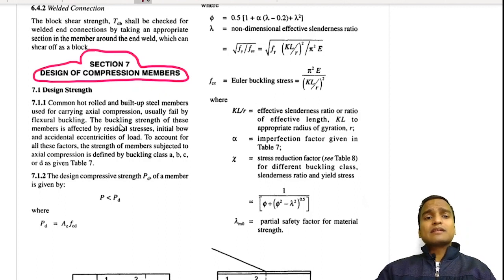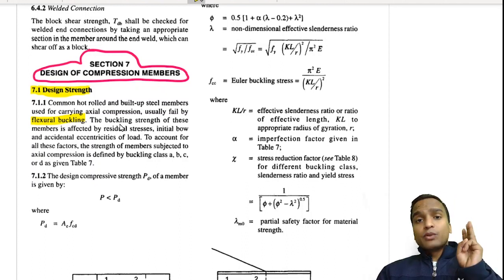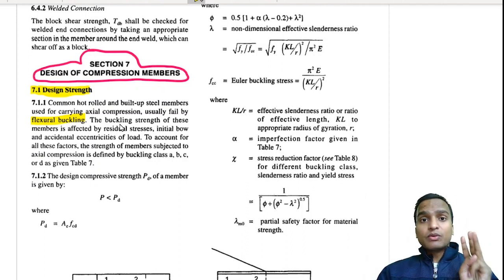So what is this design compressive strength? When I say it, design strength of a compressive member. Basically we commonly use hot rolled and built up steel members for carrying axial compression, which usually fail by flexural buckling. And the buckling strength of these members is affected by three factors, the three factors which affect the buckling strength.